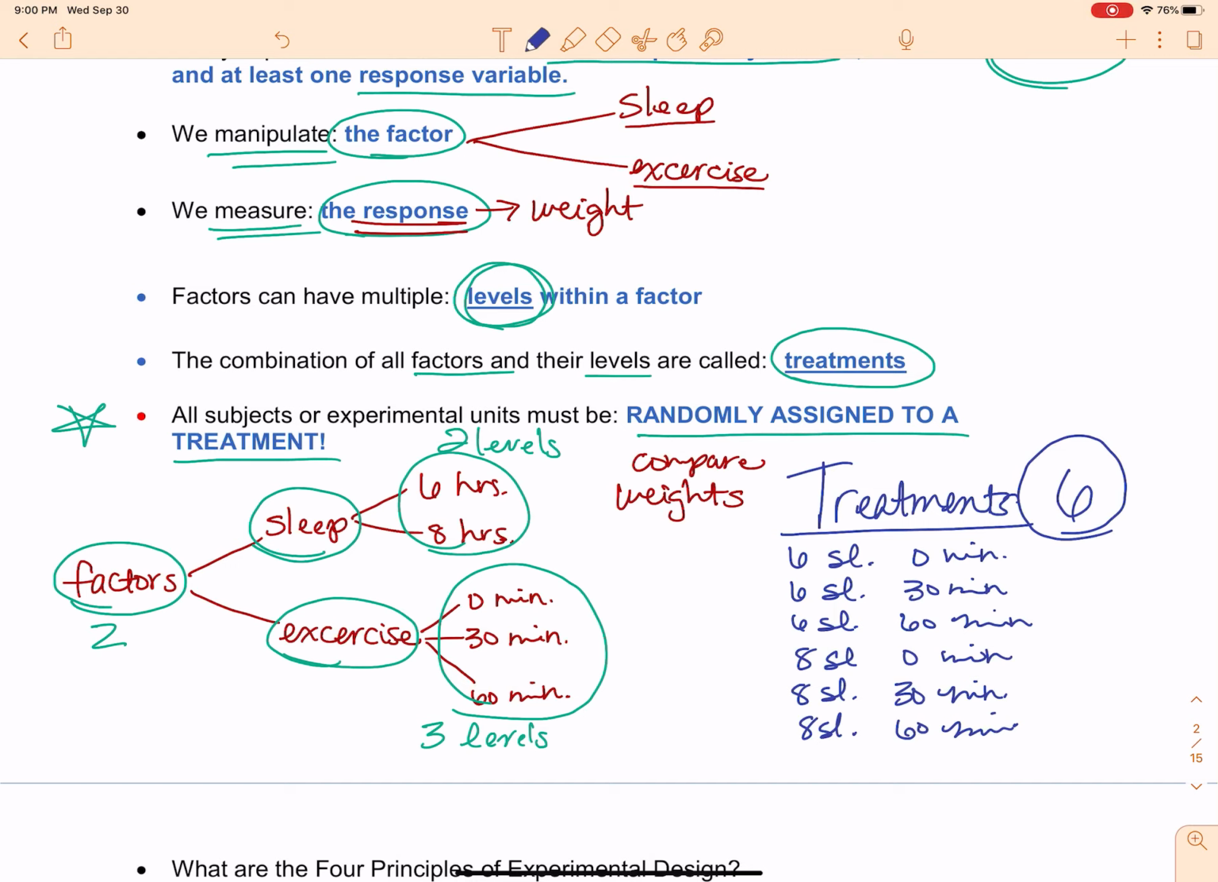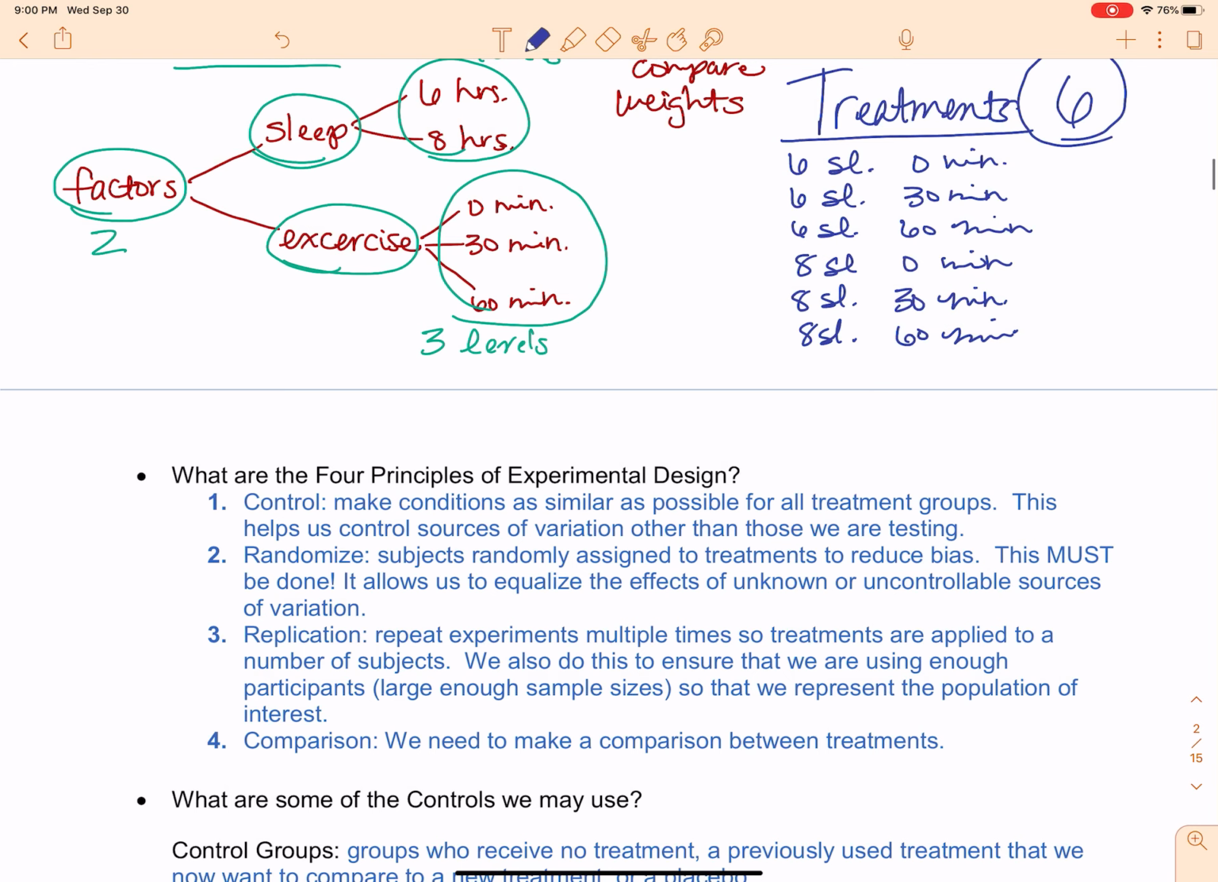Okay, so that is pretty much how you're going to think about an experiment as far as factors, levels, and treatments go. All right, in the next video, we're going to talk more specifically about the 4 principles of experimental design.